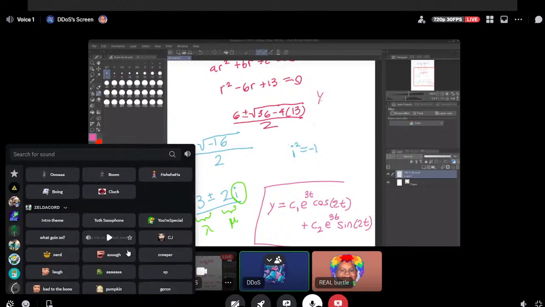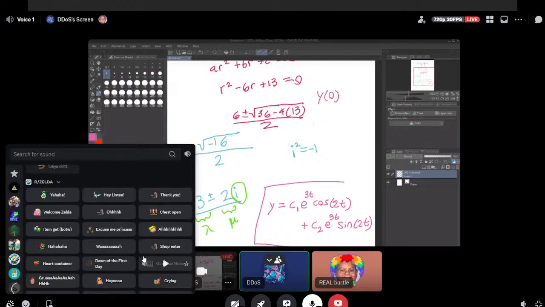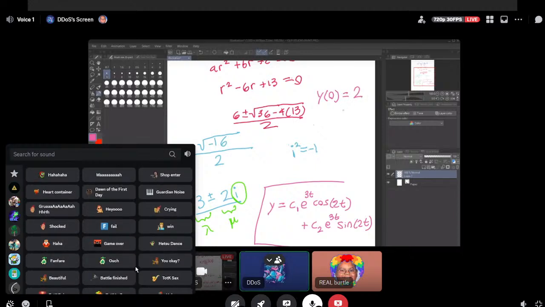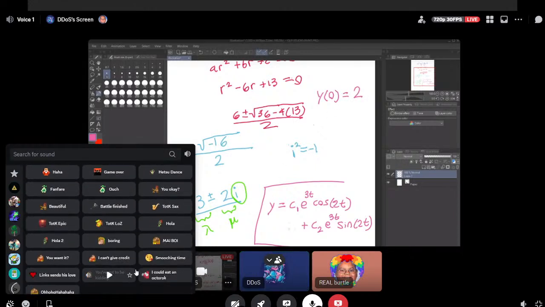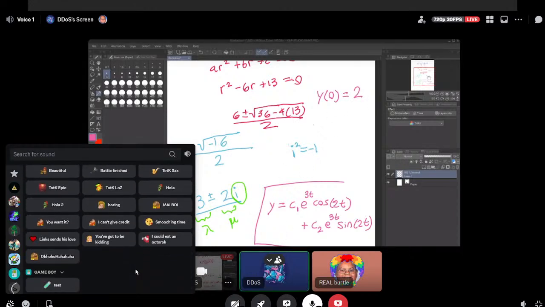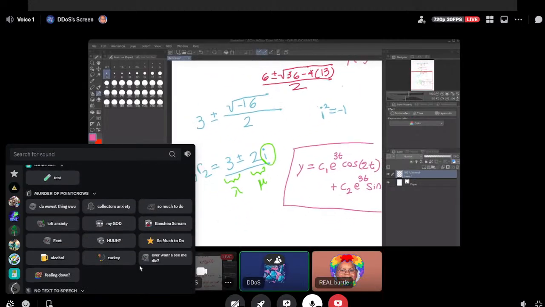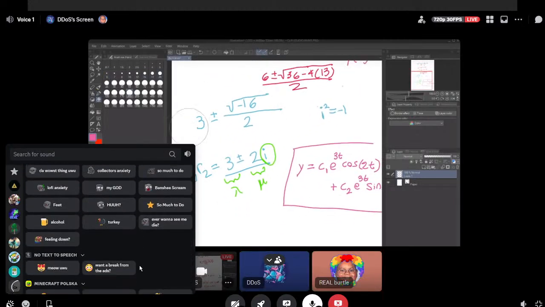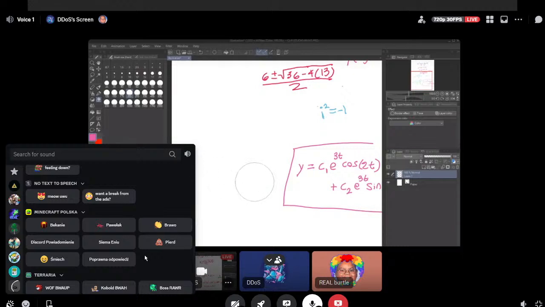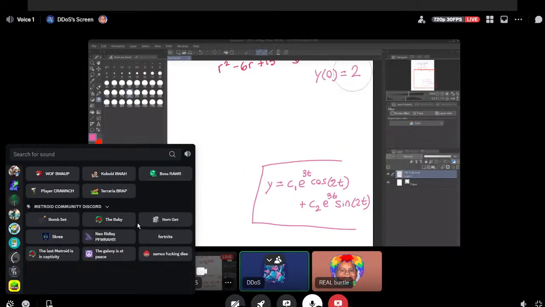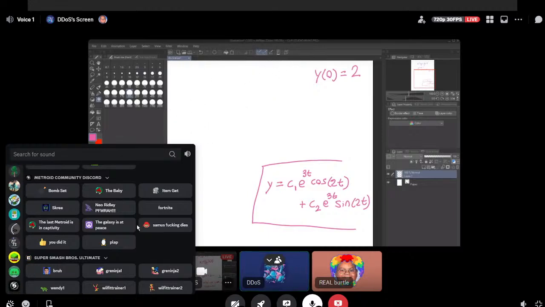Yeah, and then if we were given like, okay, so if we were given y of 0 is equal to 2 or whatever, then let me erase a little bit. Then we would say 2.